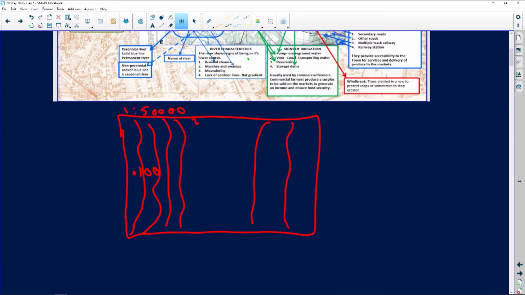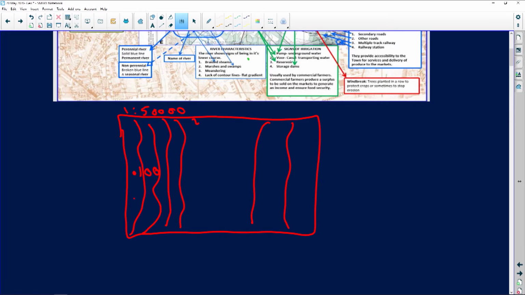What do we know? Contour interval is always 20 meters on the topographical map. This contour line will be 80. This one will be 60. This one will be 40. Let's assume this one is 20 as well. This contour line is going to be at center, sea level.